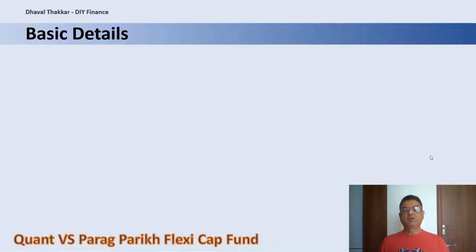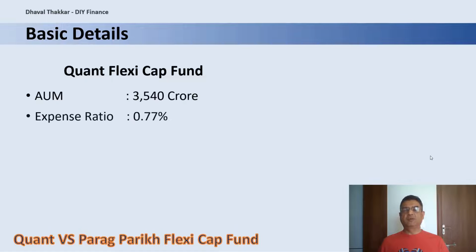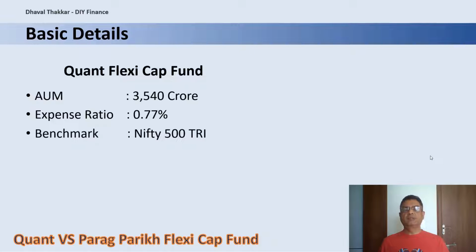So let's start the video with the basic details. Firstly, for Quant Flexi Fund, the AUM, that is the total asset under management, is around 3,500 crores, which is quite low for a flexi cap fund. The expense ratio is 0.77%, which is a little higher when compared to the average expense ratio for flexi cap schemes. The benchmark index, that is the reference against which the scheme is compared, is Nifty 500 TRI.